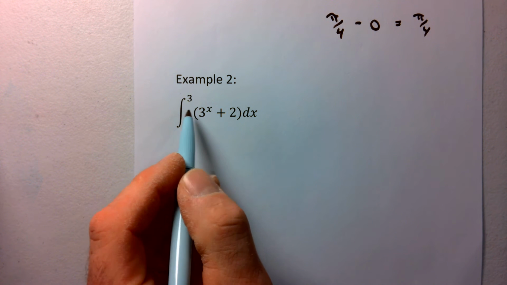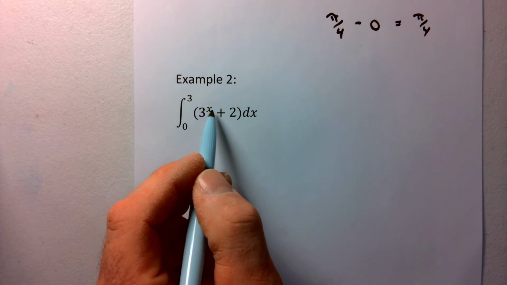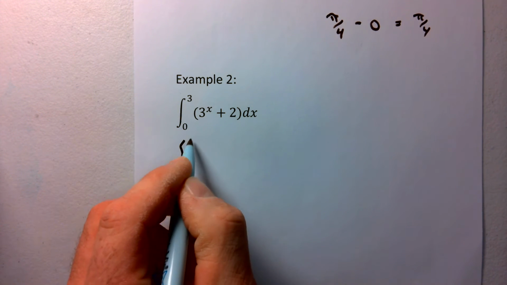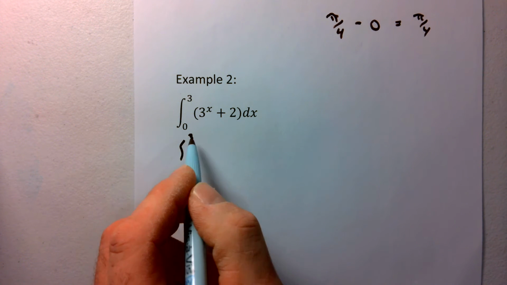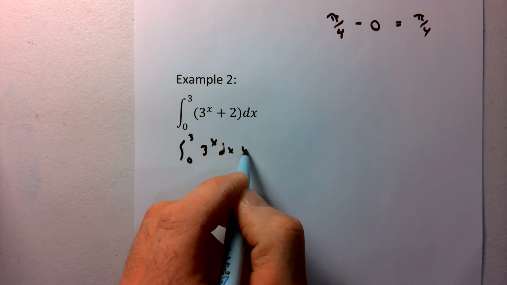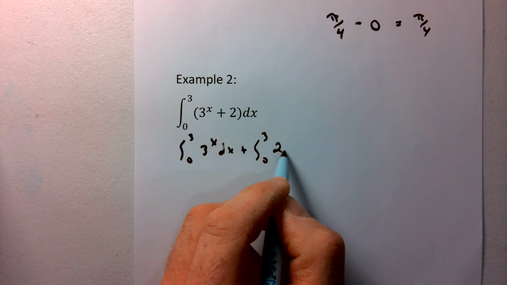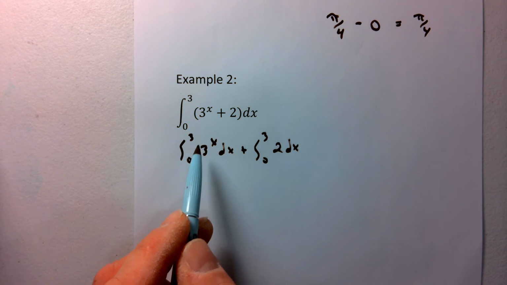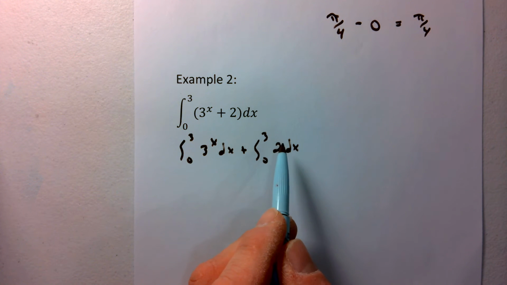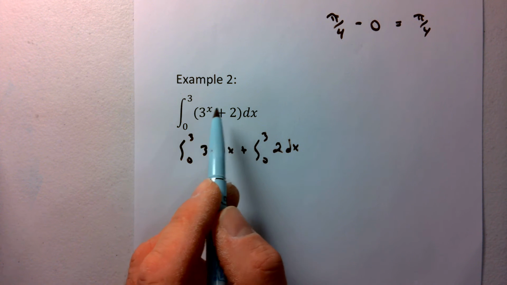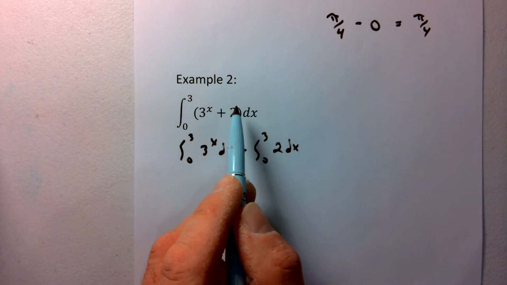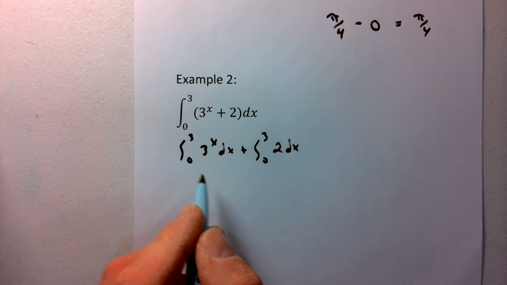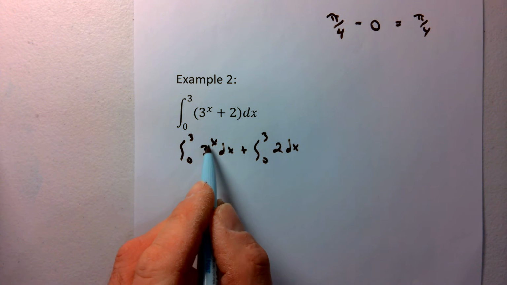In example 2, we're going from 0 to 3 of 3 to the x plus 2 dx. Recall that we can go ahead and split this up if we want. So we can take the integration from 0 to 3 of 3 to the x dx and add to that the integration from 0 to 3 of 2 dx. Some of you may like this form because you can see this is an exponential and this is just a constant. Some of you are going to look at this and say 3 to the x, I know the integration of that. Integration of 2, I know the integration of that, and simply go into our antiderivative. So we can go ahead and integrate 3 to the x.